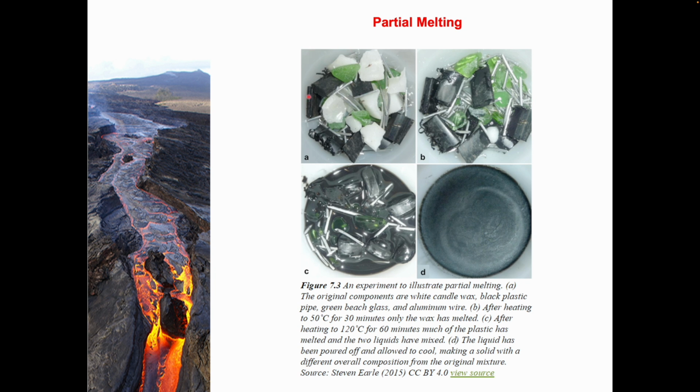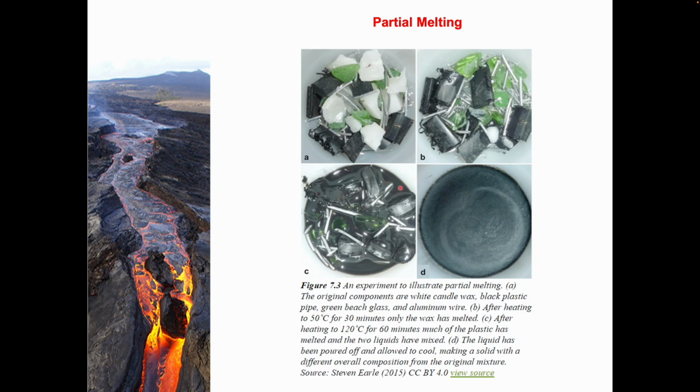So in A, we have a mixture of white wax, just paraffin wax, green glass, black plastic, and this silver aluminum wire. They heated this mixture for 30 minutes at 50 degrees Celsius, and the wax all melted. So now we have a partially molten mixture where we have liquid wax, and then solid plastic, solid glass, and solid aluminum. They then heated this further to 120 degrees Celsius for 60 minutes, and most of the plastic has melted as well. So now we have a mixture of three components. We have melt, we have aluminum wire, and we have green glass.